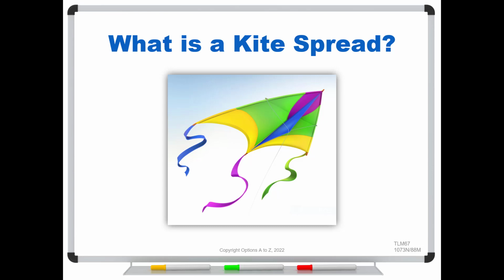So what is a kite spread? Well, chances are this is not a strategy or a spread that you're familiar with, but as you'll find out, it is made up of strategies that you probably use all the time. It's made up of either calls or puts combined with vertical spreads. So what is a kite spread and why would you use one? Well, let's go have a look.